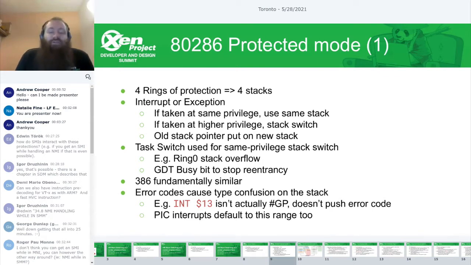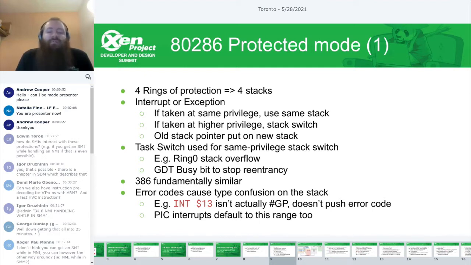If an interrupt or an exception occurs, then a stack switch might need to occur. If you take it at the same privilege, you use the same stack. If you need to change to a higher privilege to handle it, you switch stacks. If you need to switch stacks within the same privilege, then you can use a task switch for that purpose. This is the x86 hardware task switching mechanism. And much maligned as it is, it did come with one fantastic feature, which was the busy bits in the GDT, which would prevent re-entrant use of a task.